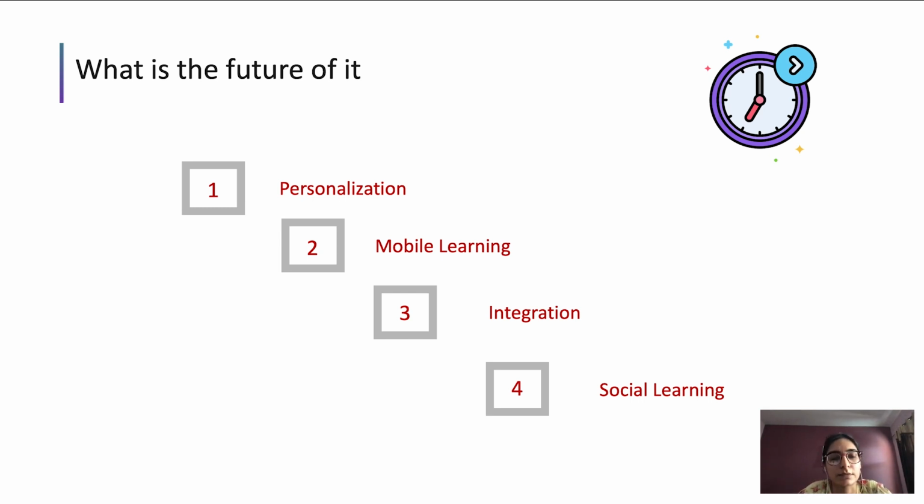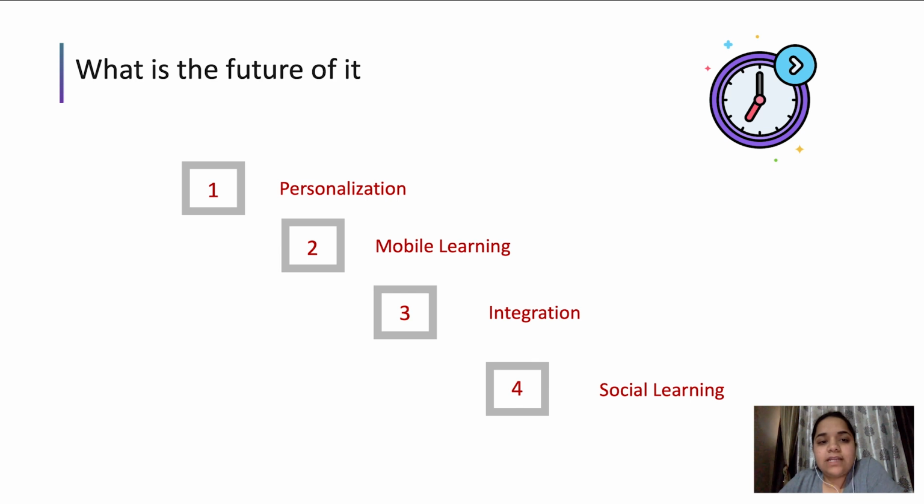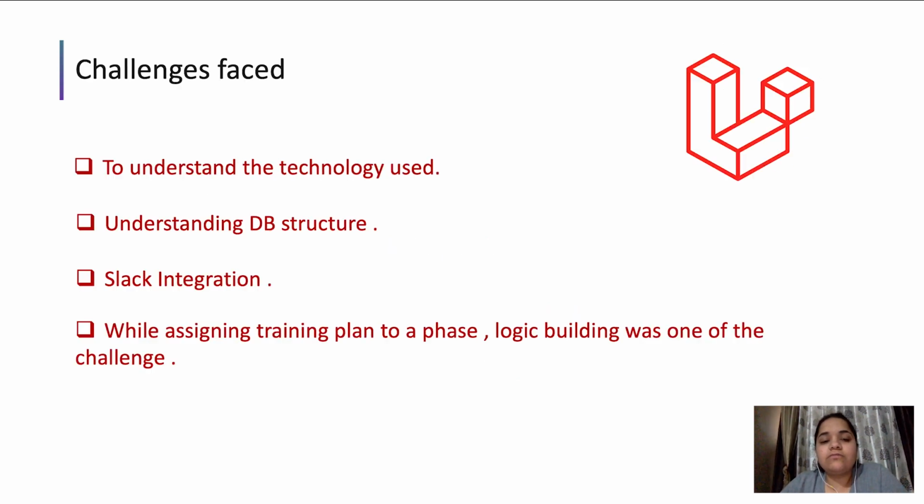Next is challenges faced. There were many challenges faced while building Academy. First of all, the challenge was to understand the technology, the tech stack used, because before we were added to Academy, we never worked on a Laravel project. So that thing was a bit challenging. Then understanding the DB structure, how the tables are connected to each other and how things are working in the backend was another challenge. And the Slack integration, we have connected Academy with Slack, so that was another challenge faced.